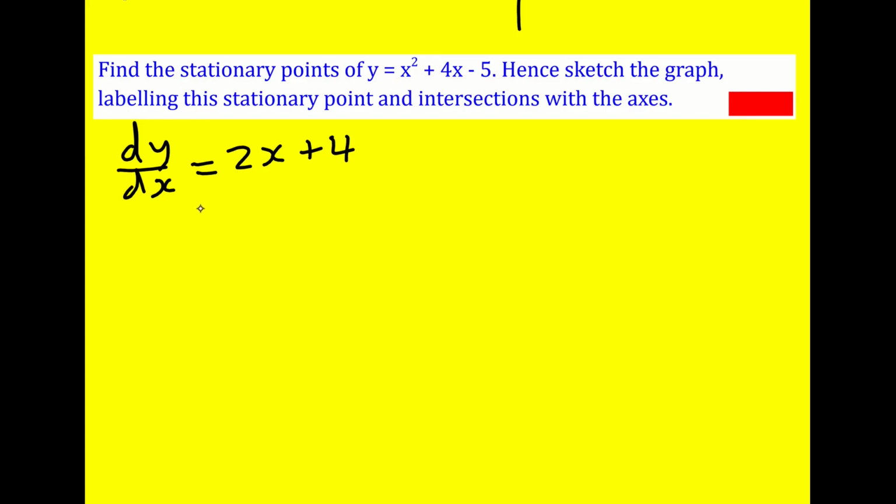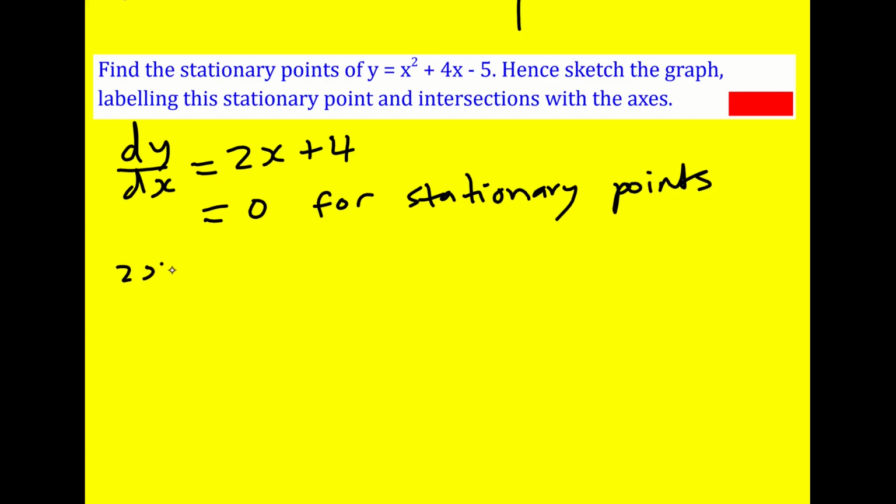Now, this is going to equal 0 for stationary points. And I've now created an equation. I can solve it. So I'm going to get x equals minus 2.